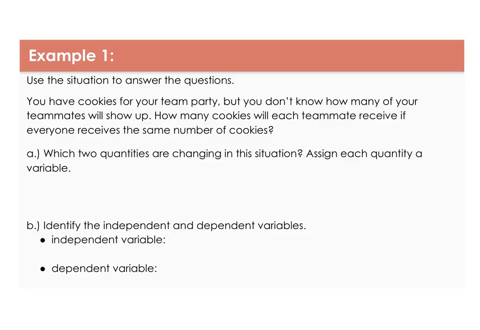Use the situation to answer the question. You have cookies for your team party, but you don't know how many of your teammates will show up. How many cookies will each teammate receive if everyone receives the same number of cookies? Which two quantities are changing in this situation? Assign each quantity a variable.